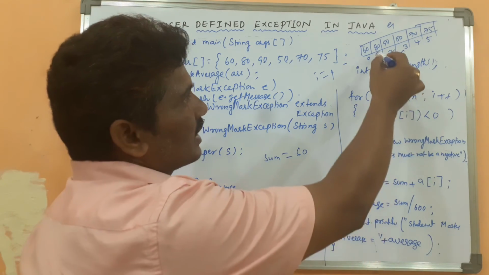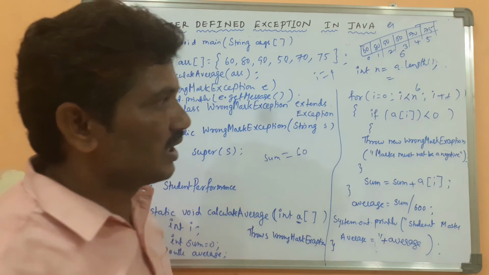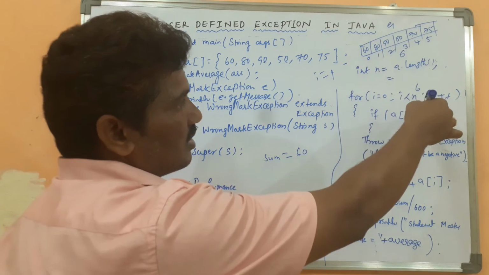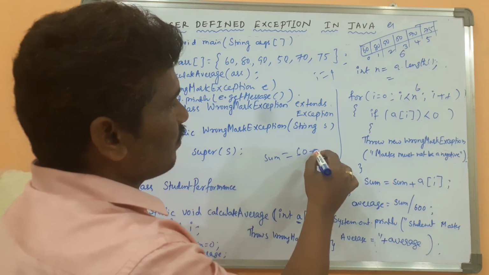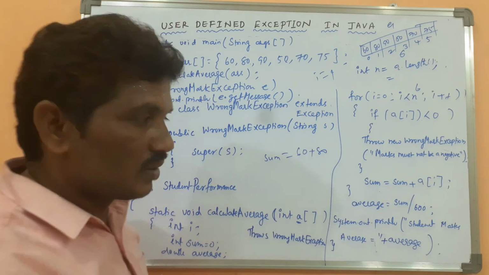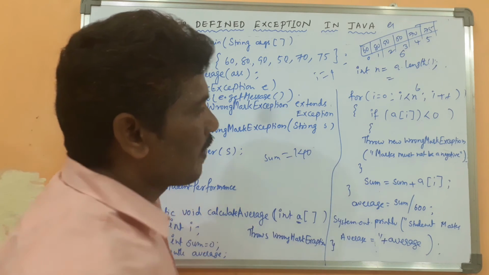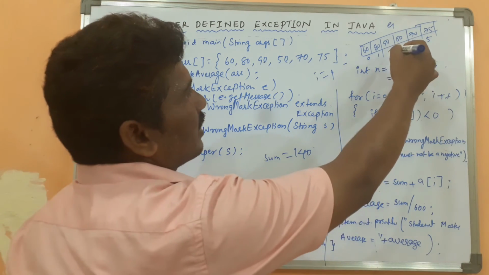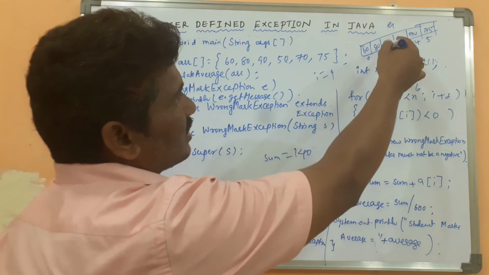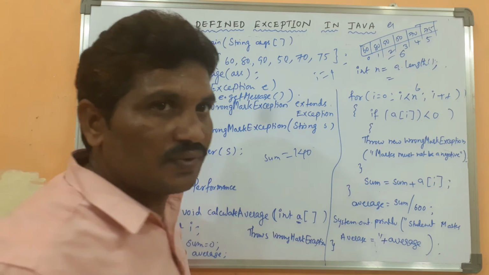Now we get a of i, and we check whether it is a negative or not, over here. It is also not a negative number. Then 60 plus 80, that is 140. Then the sum value will be 140. Then after i is incremented by 1, i value is 2. Then what is the value here? 90. The condition returns false.